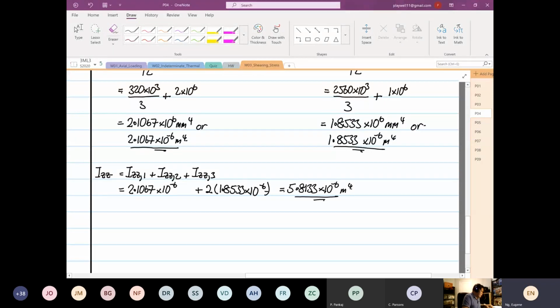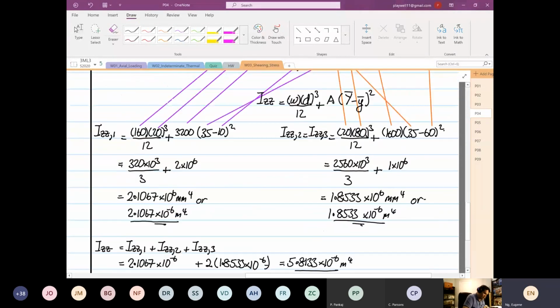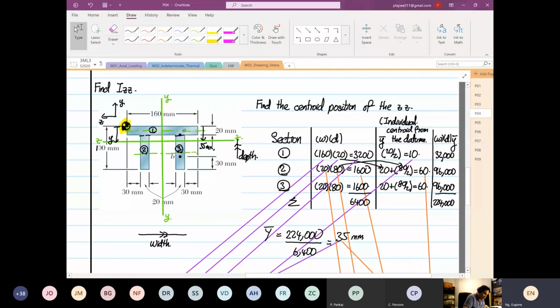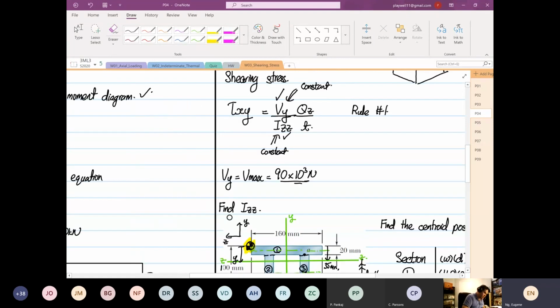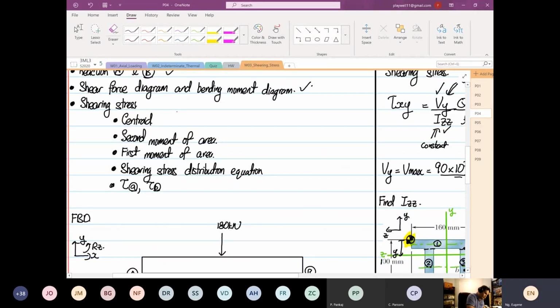Okay. So what we just achieved is, if you look at our formula, we have found our Vy, we have found our IZZ. Next, we're going to find our QZ. As I said, we have done this. We have done this. So next, we are going to find the first moment of area, and then we are going to look at the shear stress distribution equation. We are going to do these two together. These two, it's not really hard, if you obey the rules. It's not really hard.